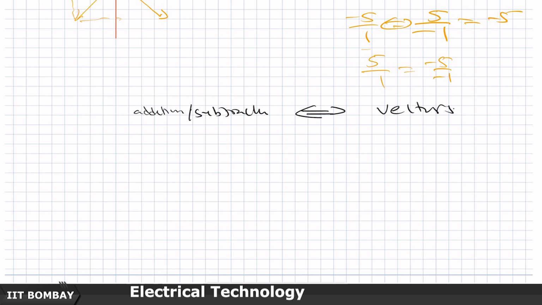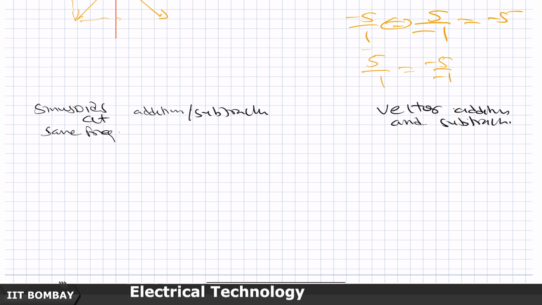So sinusoids at same frequency, their addition and subtraction can be abstracted out by vector addition and subtraction, which is less tedious, much easier. And once you have done that, then you can rewrite the equation back in the sinusoidal form and get your answer again back in the time domain.